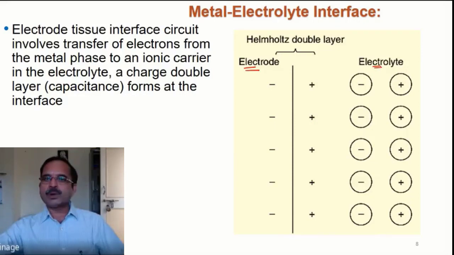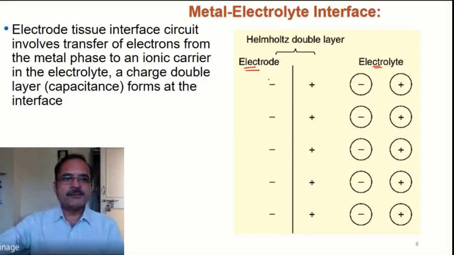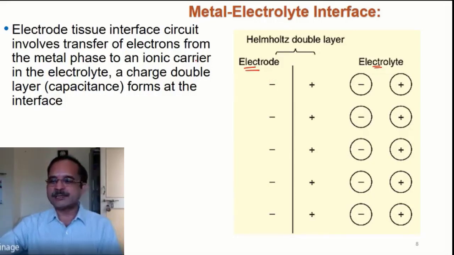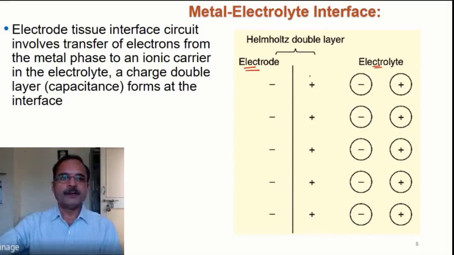So this gives rise to some charge layer called the double charge layer, and it is just like a PN junction diode. It works like a PN junction here. So the electrode tissue interface circuit involves transfer of electrons from the metal phase to an ionic carrier in the electrolyte. A charge double layer forms at the interface.